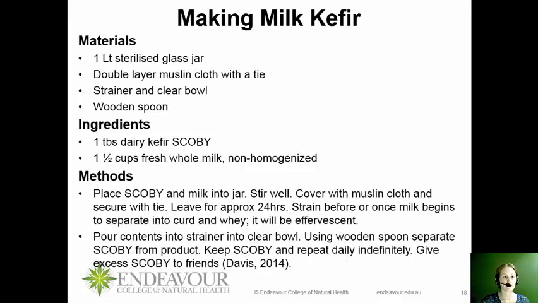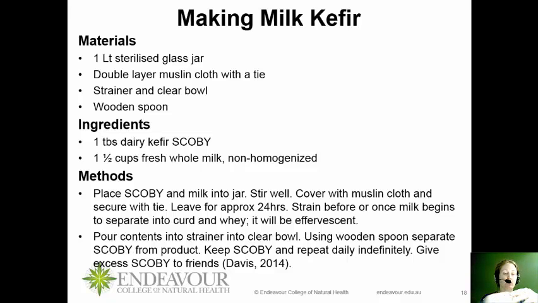So that's pretty much all there is to it. You start with a sterilized glass jar. It's really important that it is initially sterilized. If you're using the same glass jar over and over again, you don't have to be as pedantic about that as time goes on. A double-layered muslin cloth with a tie. You can also use chux, that works just as well. A strainer, a clear bowl and a wooden spoon. People suggest non-metallic strainers. That might affect the SCOBY itself, particularly for water kefir SCOBY. It doesn't love metal, so I'll leave that to you.